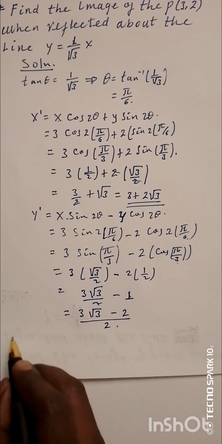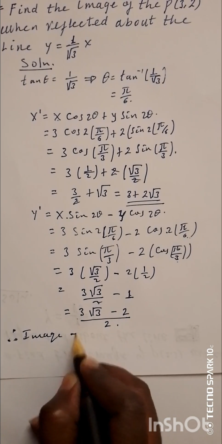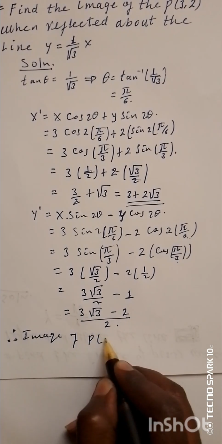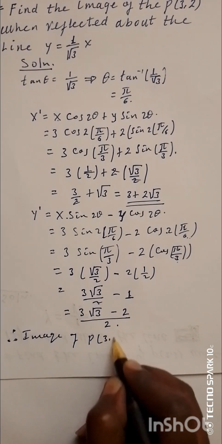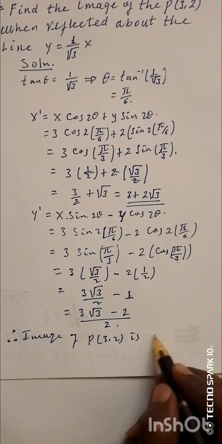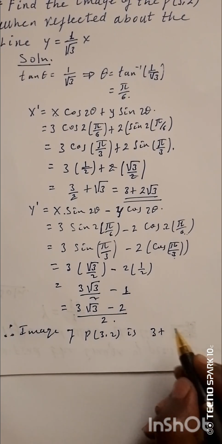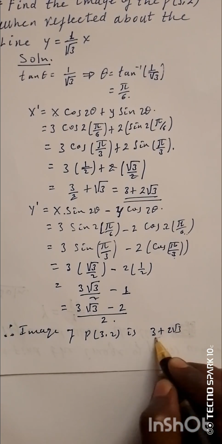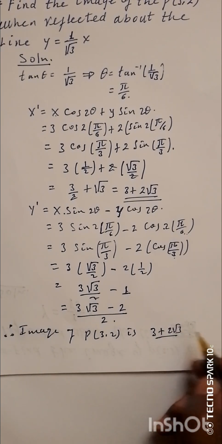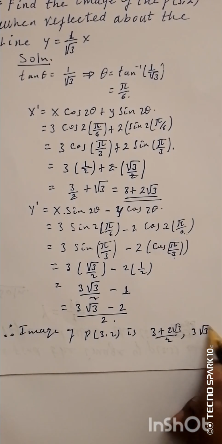So, therefore, the image of the point (3, 2) is ((3 + 2√3)/2, (3√3 − 2)/2).